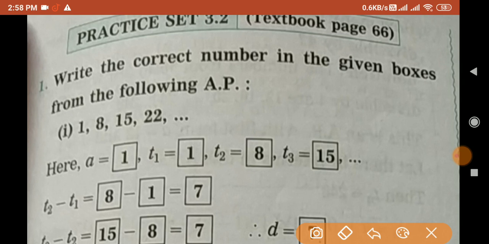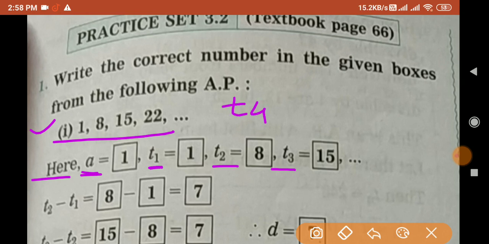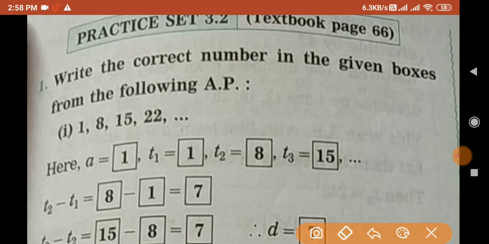That means here an AP is given: 1, 8, 15, 22 and so on. Here the first term, that means T1 or A, is equal to 1. Then write down the value of the second term, T2 is equal to 8. The third term T3 is equal to 15. And the fourth term, T4, is equal to 22. Understand? Now see the next step.